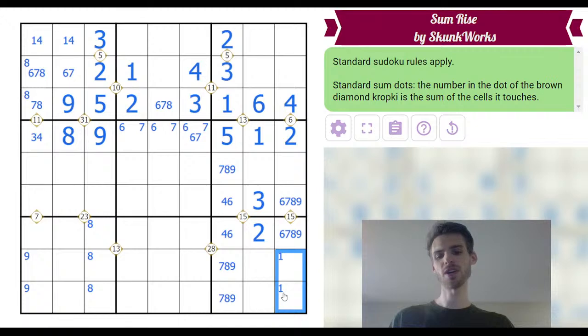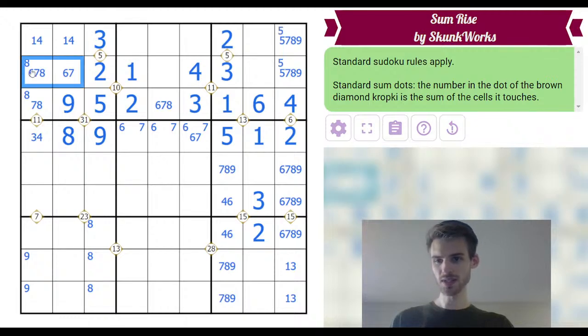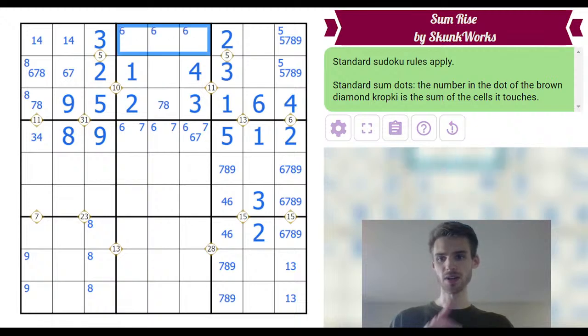Just 1, 3 pair down here. So these cells are 5, 6, 7, 8, 9. Those are not 6s. This one's not a 5, so there is a 5 up here. There's also a 6 in this row, which means that there's a 6 up here.